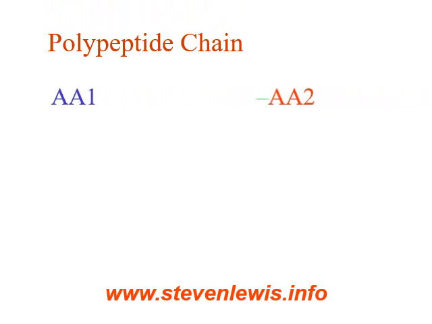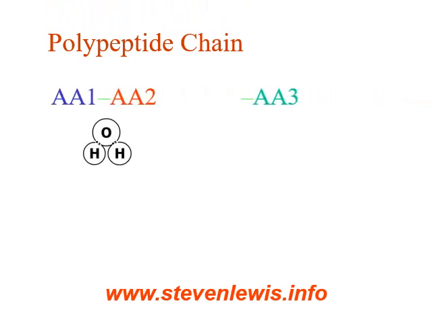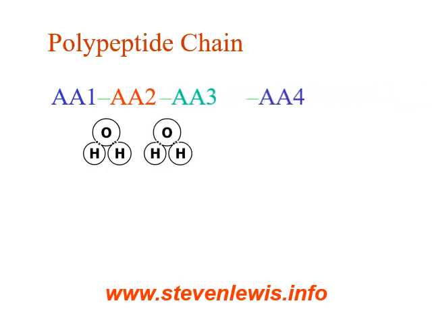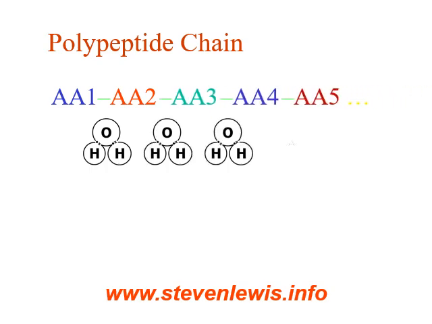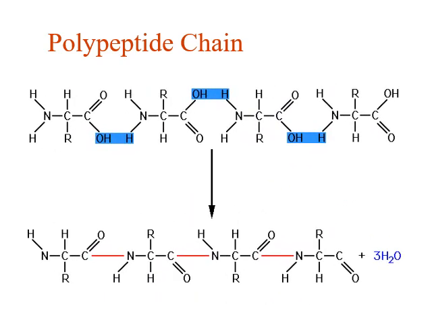Let's make a polypeptide chain. Notice each time we form a peptide bond between 2 amino acids, water is a byproduct. So in linking these 5 amino acids together, we produced 4 water molecules. Here we're making a tetrapeptide. It contains 1, 2, 3, 4 amino acids. In forming these 3 covalent bonds that hold these 4 amino acids together, we produce 3 water molecules.